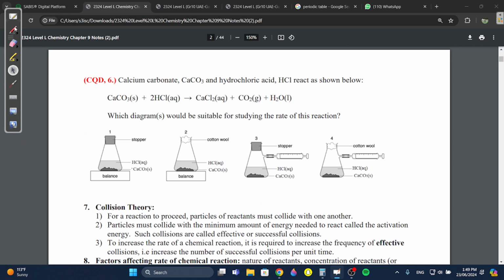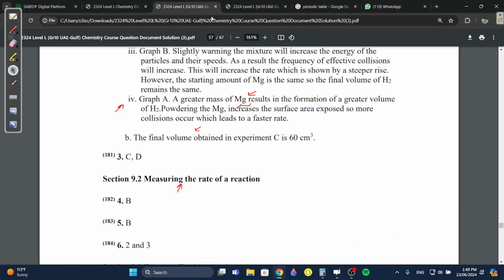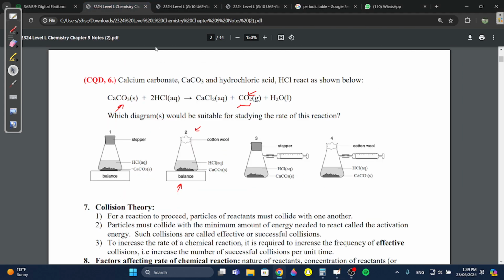I remember. CaCO3 and hydrochloric acid react as shown below. Here you have carbon dioxide gas released. Okay, which diagrams would be suitable for studying the rate of this reaction? I think it was this one. Okay, you're gonna need cotton wool, so the carbon dioxide can be released. And it's a balance as well, because you have a solid, the mass is decreasing. Let me check. It's 2 and 3.